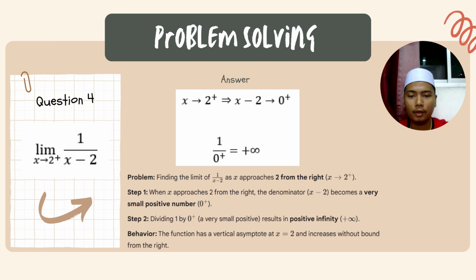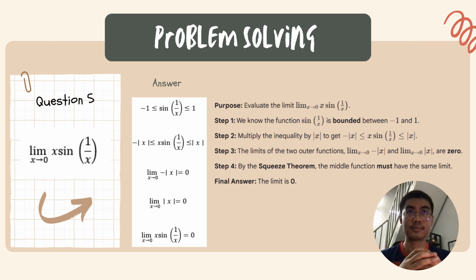For step 2, when we divide 1 by this very small positive number, the result becomes extremely large. In mathematics, we say the value approaches positive infinity. And finally, in terms of the graph's behavior, this function has a vertical asymptote at x equals 2, and the graph increases without bound as we approach 2 from the right.